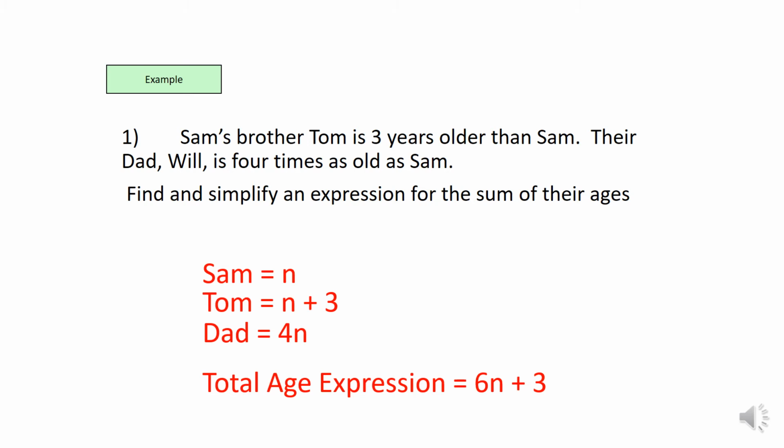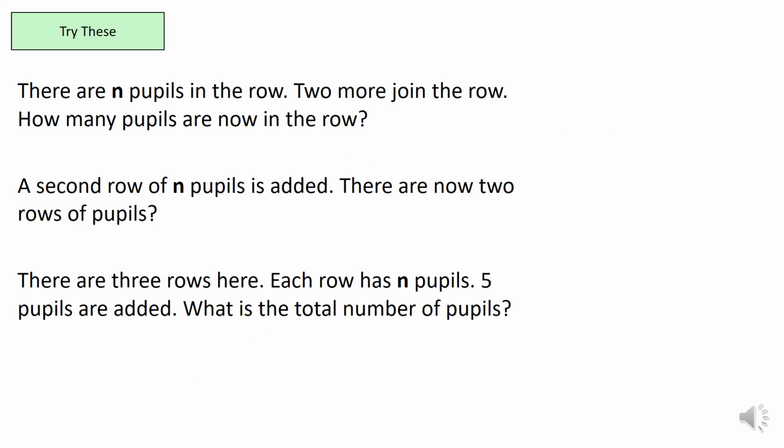Okay? Now, I want you to have a go at these 3 examples. So treat them all separately. So the first one, there are n pupils in the row. 2 more join the row. How many pupils are now in the row?